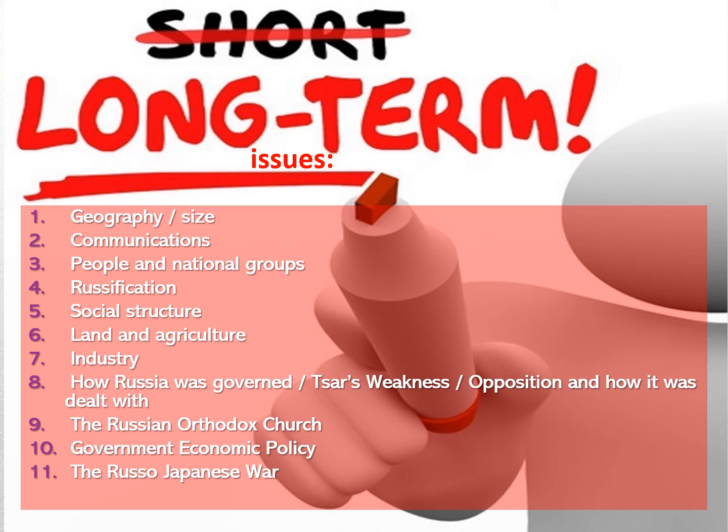So the long-term issues for the fall of the Tsars fall under these categories: the geography and size of Russia, the communications and issues with that, the people and the national groups, Russification, which we'll go back into, social structure, land and agriculture, industry, how Russia was governed, the weaknesses of the Tsar, for example, and how they dealt with opposition, the Russian Orthodox Church, the government's economic policy, and the Russo-Japanese War. These are the things that ultimately will lead first to the 1905 revolution and then the downfall of the Tsar in February 1917.